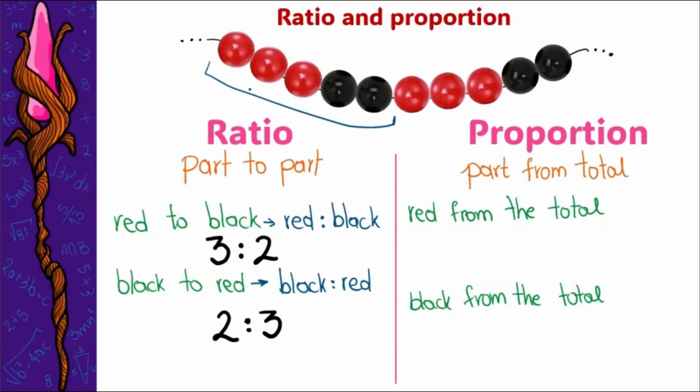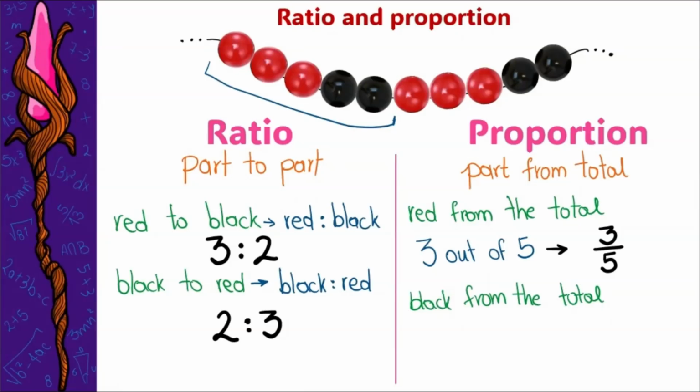So we know that this is the pattern that we repeat over and over again. So we would say the total is 5. And from those 5, 3 are going to be red. So we could write this as 3 out of 5. And this we can actually express as a fraction, 3/5. Remember, a fraction also means 3 out of 5. So that's why we can write a proportion as a fraction.